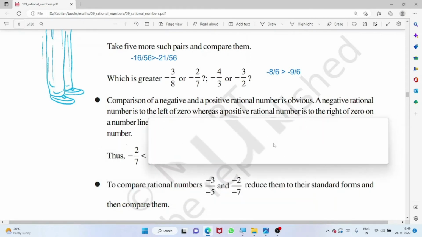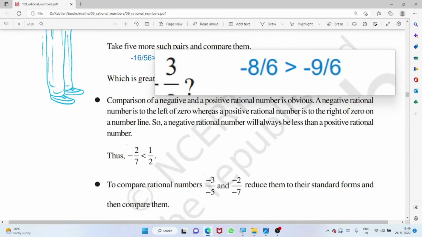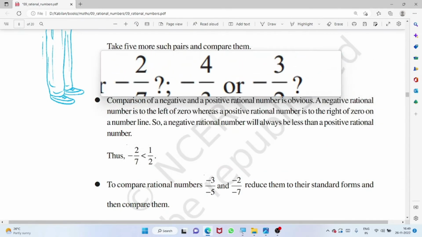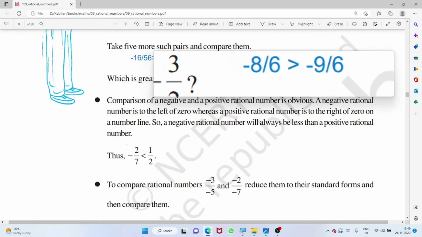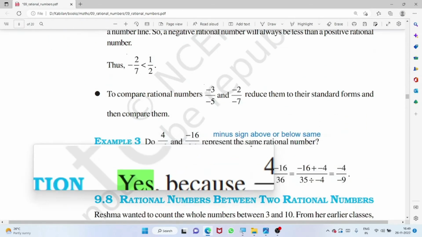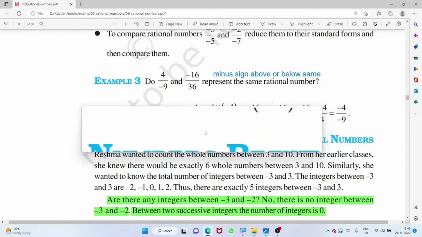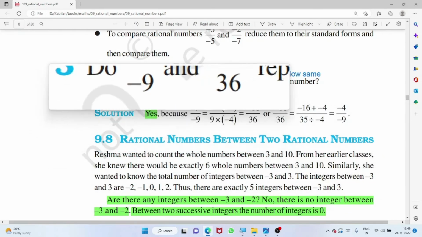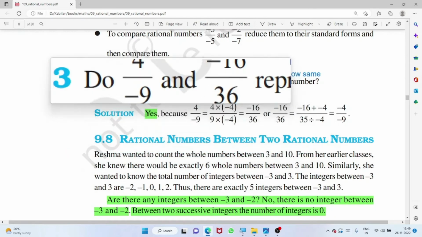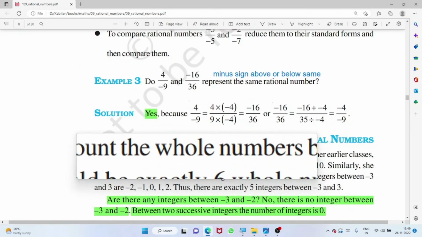Okay, same way, between minus 4 by 3 and minus 3 by 2, 6 is the LCM. So the first will become minus 8 by 6, which is greater than minus 9 by 6. This 3 by 2 is 9 by 6. Okay, here in this example, the minus sign is either in the numerator or the denominator; both are the same. Here it is in the denominator, and both represent the same.